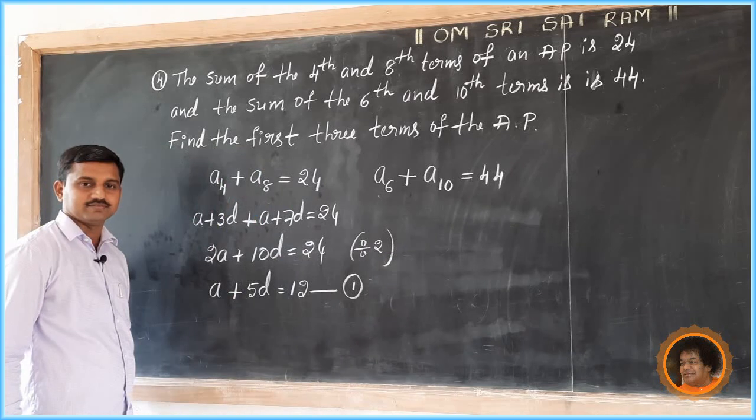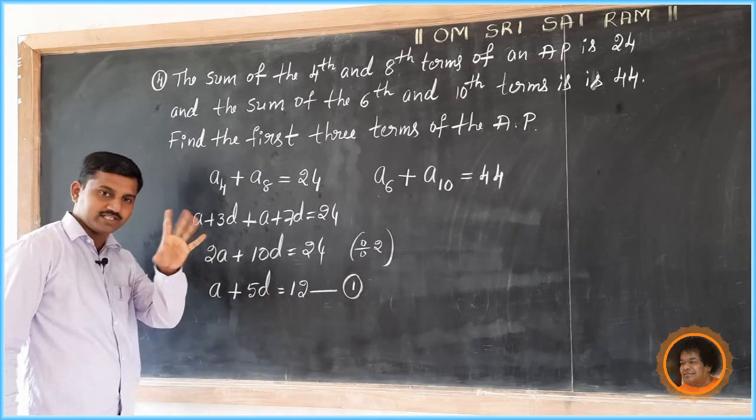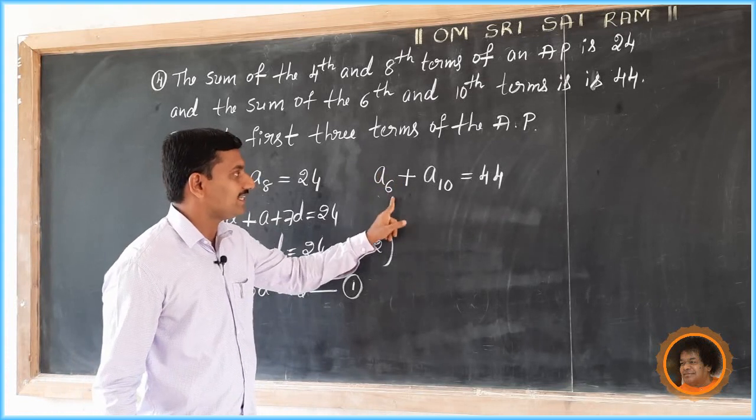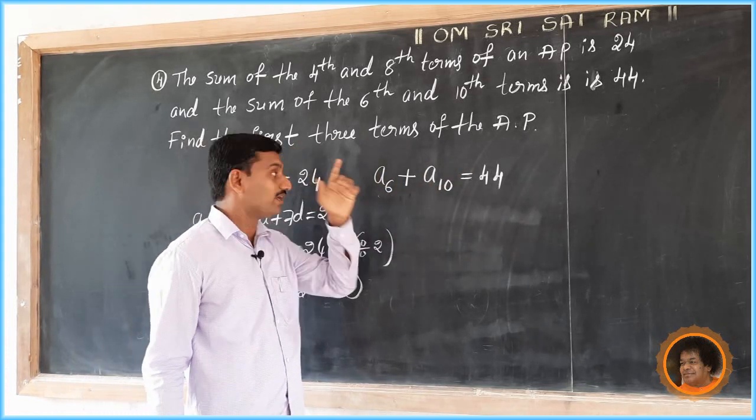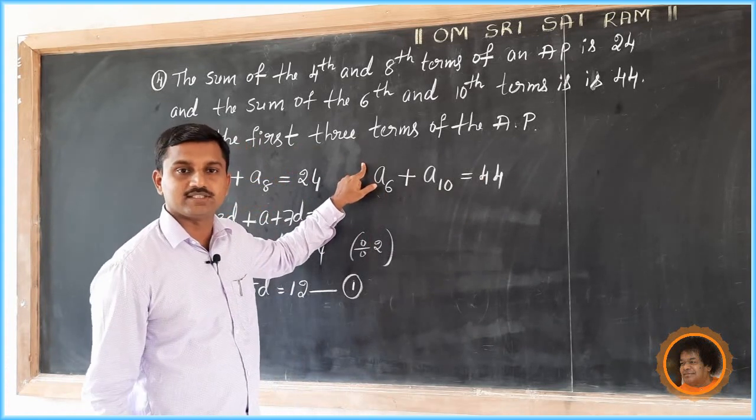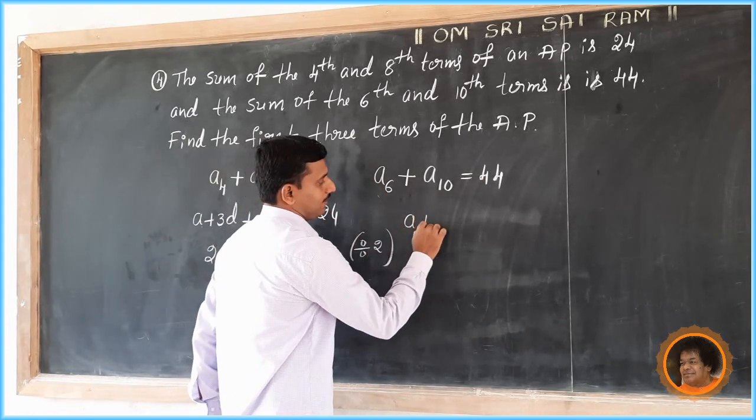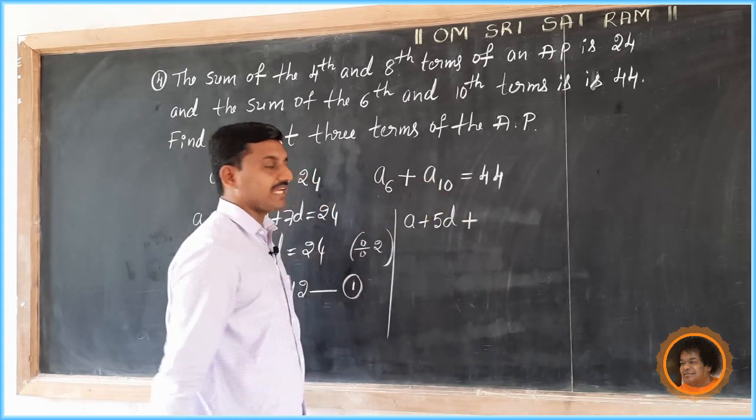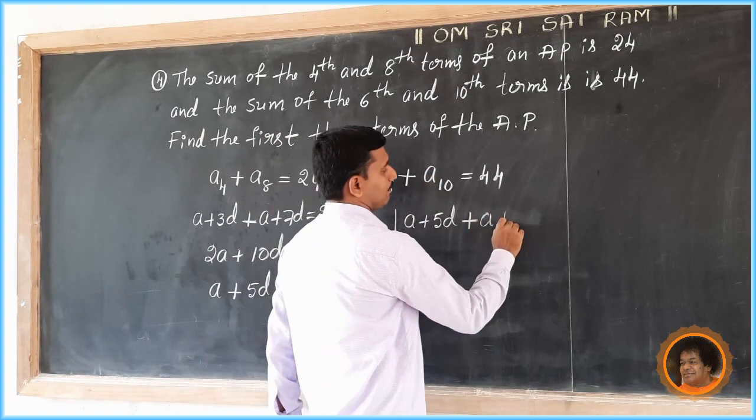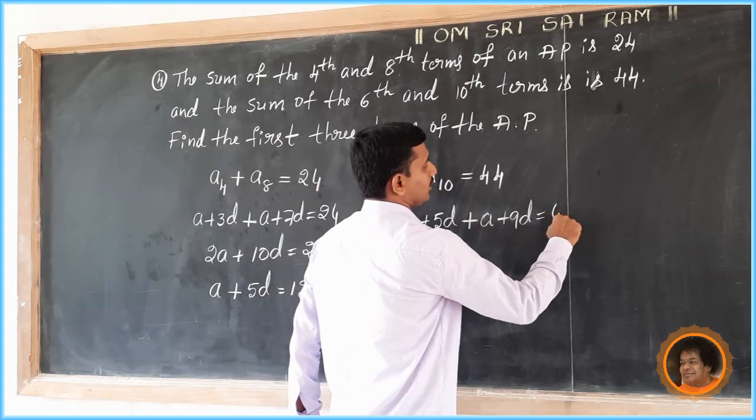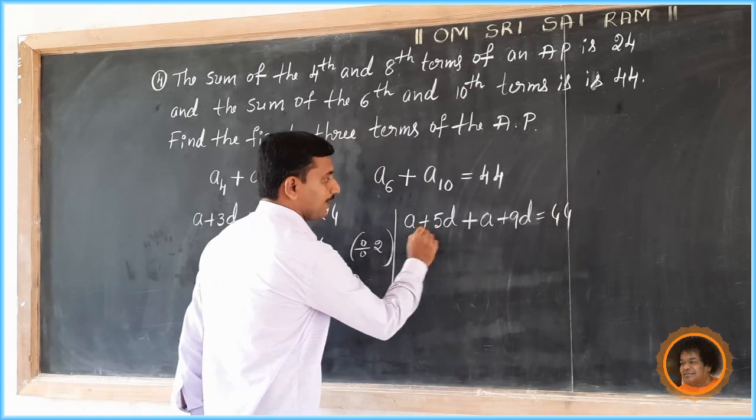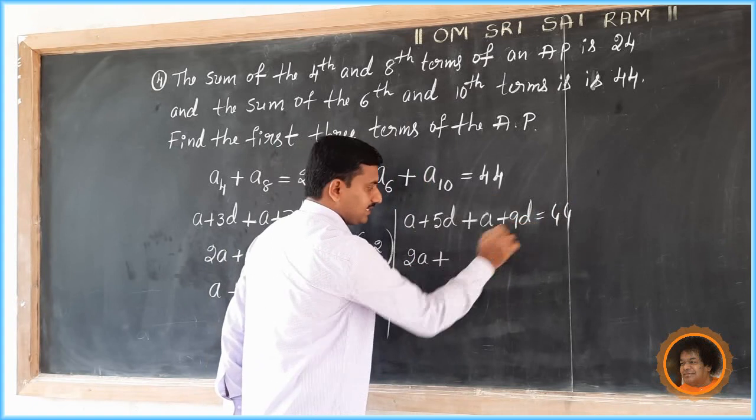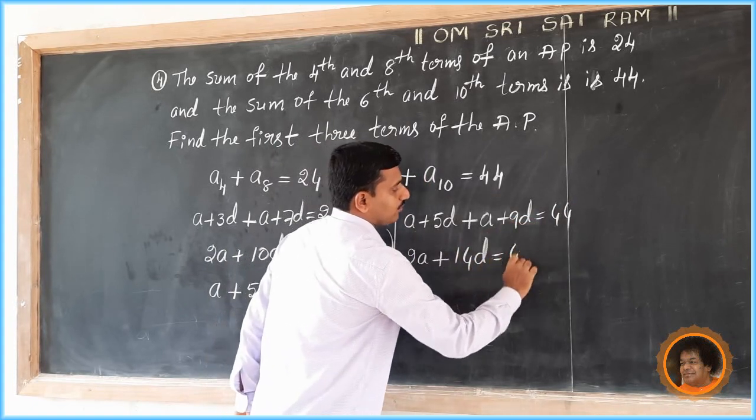So I think it is clear. A plus 5D equal to 12, first equation. In the same way, the second condition, A6 plus A10 equal to 44. How can we write the 6th term? The 6th term is A plus 5D, plus the 10th term A10, which is A plus 9D, equal to 44. So A plus A, 2A, plus 5D plus 9D, that is 14D, equal to 44.